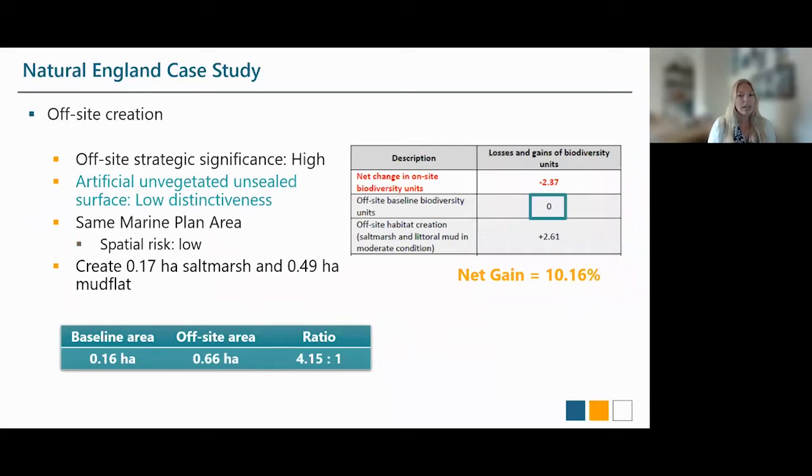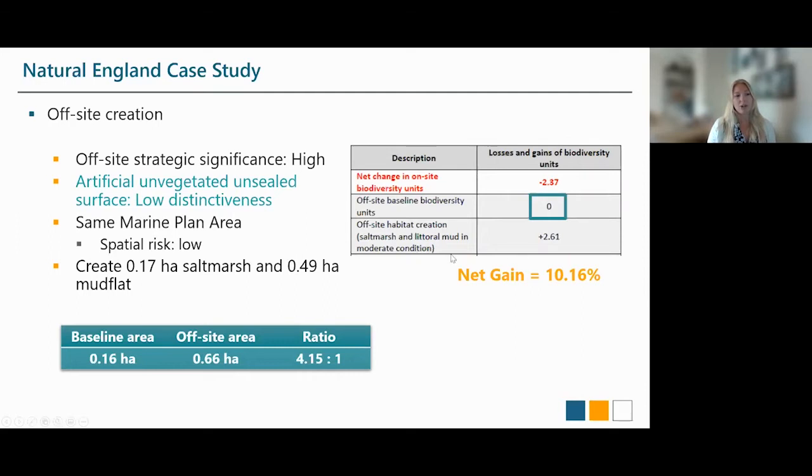This is going to be undertaken on an area of poor quality coastal land. But what's important to note here is that this is classified as artificial, unvegetated, unsealed surface, and this particular habitat doesn't receive a score for baseline biodiversity units. So we've got our 0 shown here in the box. The site is considered high strategic significance because it's been identified in a local strategy as suitable for intertidal mud and salt marsh creation, and the spatial risk is low because it's being created in the same marine plan area. So all of that adds up to create 2.61 biodiversity units.